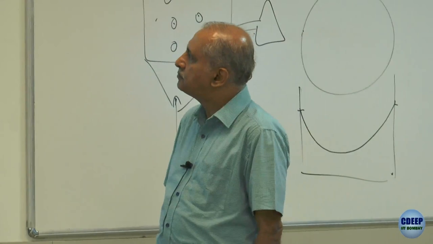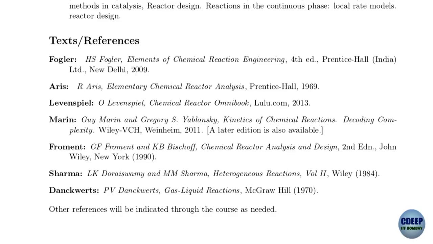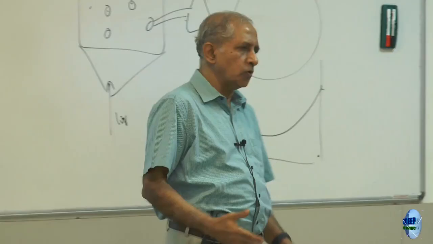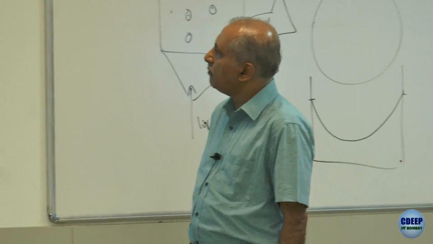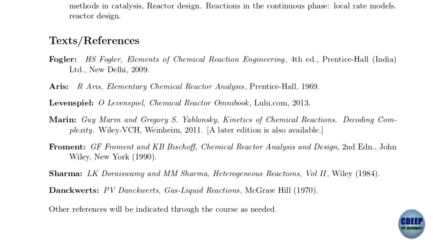The book by Levenspiel that I refer to is called Chemical Reactor Omnibook. I'll bring it to the class sometime and show you. It's a fat book, and it covers pretty much everything there is in chemical reaction engineering. Then there is a graduate level textbook by Froment and Bischoff called Chemical Reactor Analysis and Design. We will refer to it from time to time, but not on a continuous basis.